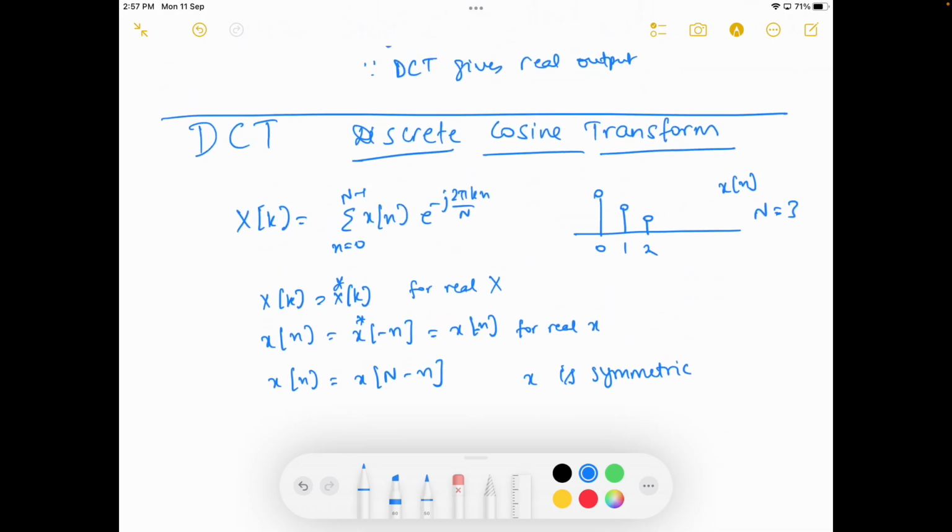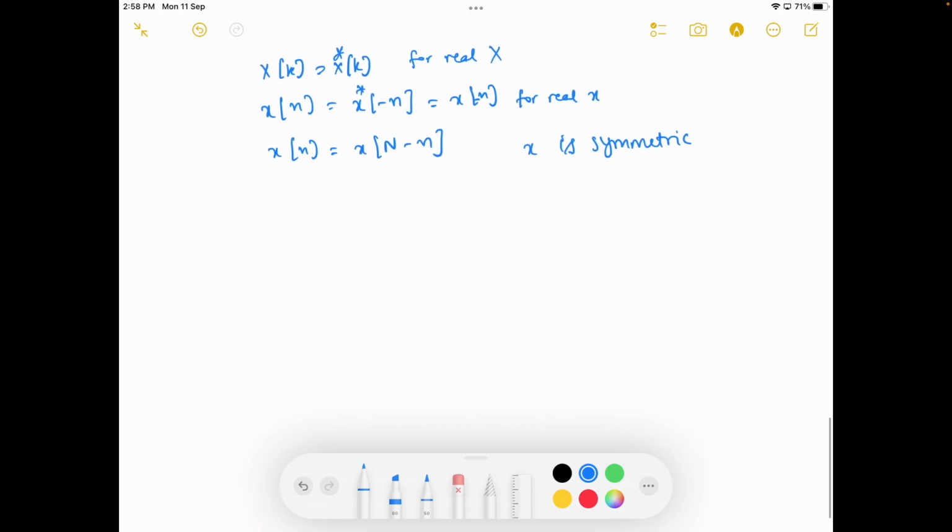Now, for any general x of n, we can't ensure that this is symmetric. It's not symmetric. But can we create a new signal using this signal which is symmetric? How? A 2N length signal which is a copy. Very good. Take a signal of length 2N.